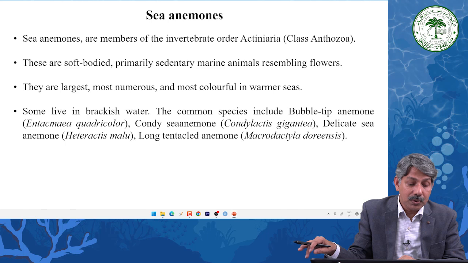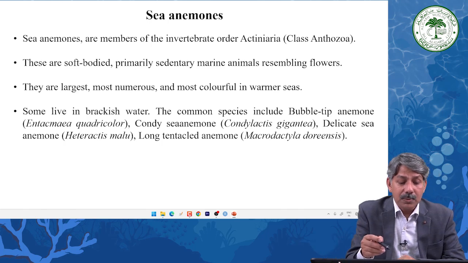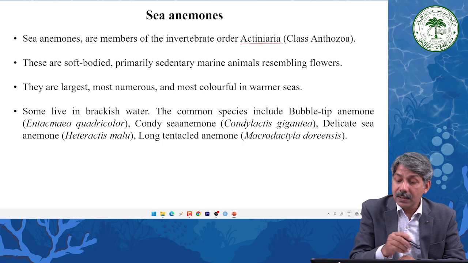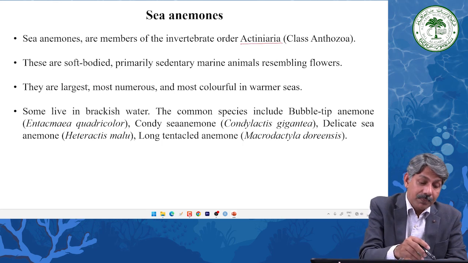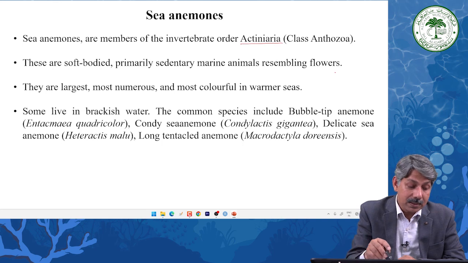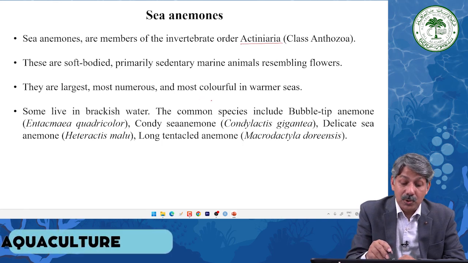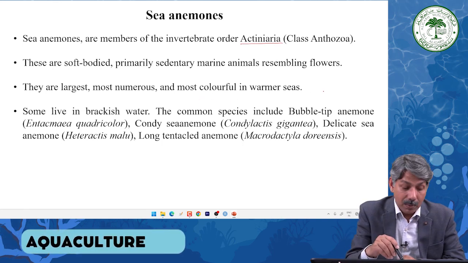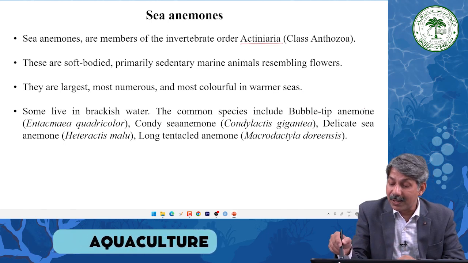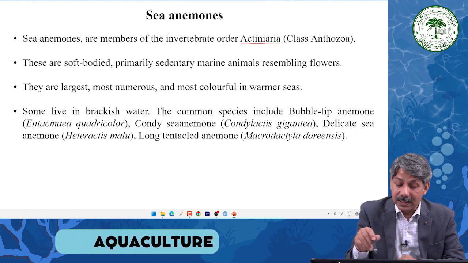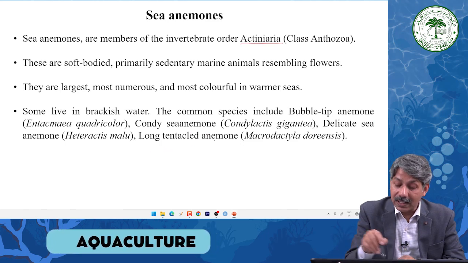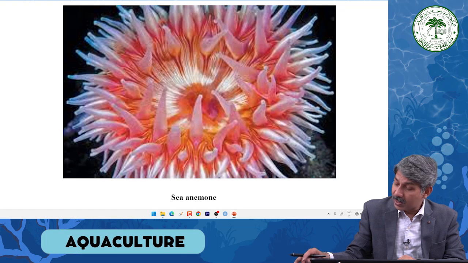Then we have sea anemones. Sea anemones are members of the invertebrate order Actiniaria, belonging to class Anthozoa. These are soft-bodied, primarily sedentary marine animals resembling flowers. They are largest, most numerous and most colorful in warmer seas. Some live in brackish waters. The common species include bubble tip anemone, condy sea anemone. Then we have delicate sea anemone, long tentacled anemone. This is how they look like.